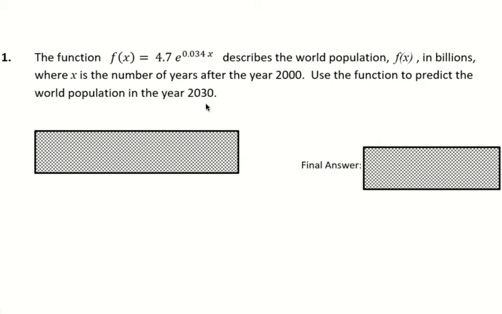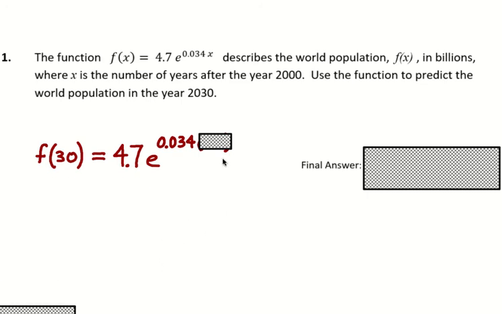So for the year 2030, that would make x what? Remember, x is not the year, it's the number of years after the year 2000. And so all we're going to do is plug what in for x? Well, spoiler alert, 30. We're going to plug 30 in for x, and then just let our calculator tell us what that's going to equal as far as the overall population.